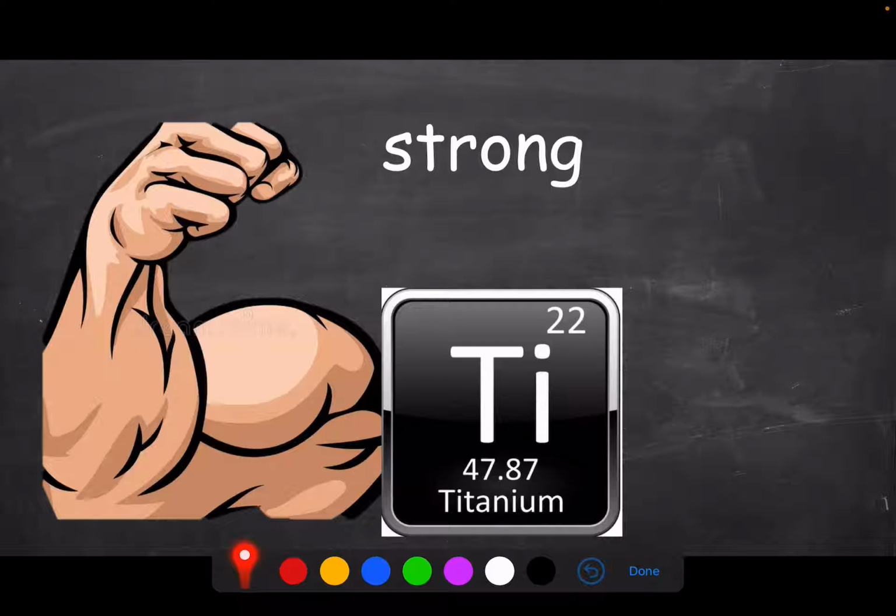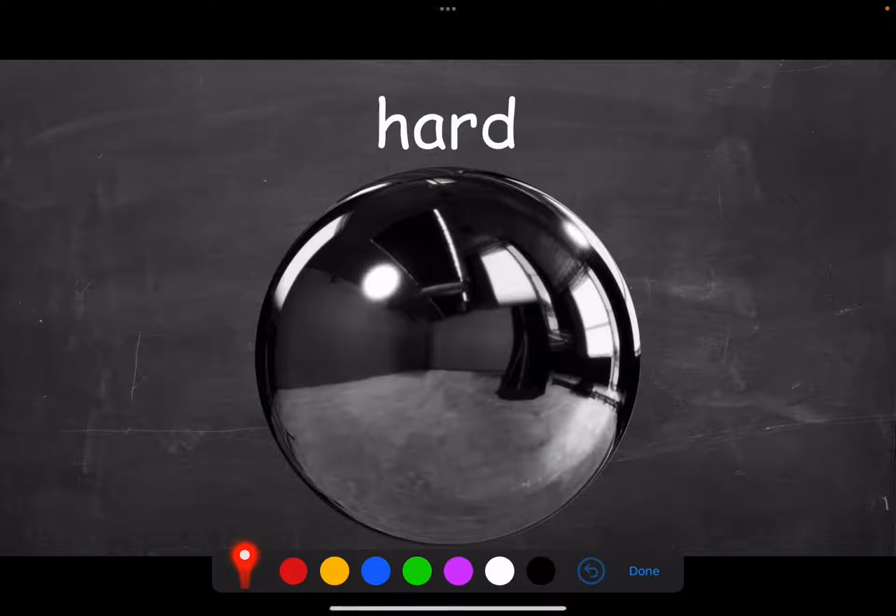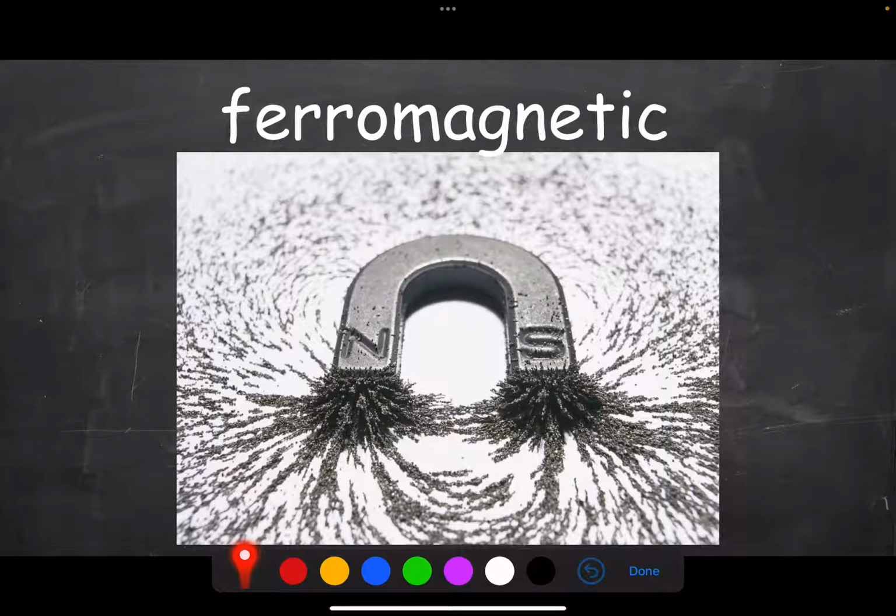Other properties that metals have are not as core to metallic properties as the ones we've seen before, but most metals are strong. Not all metals, but most metals are strong, with titanium being the strongest. We have the property of being hard. Hard means that it's not easily scratched or cut, and no natural metal is harder than chrome, right? You can see how smooth it is because of how difficult it is for it to be scratched or cut.